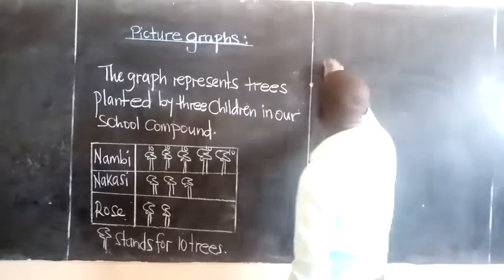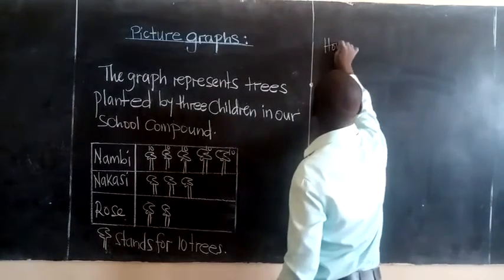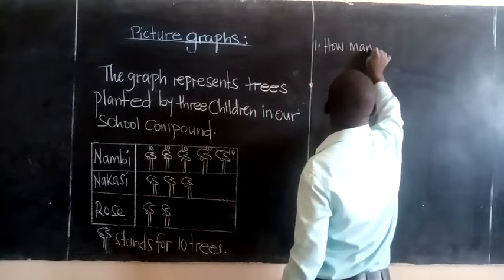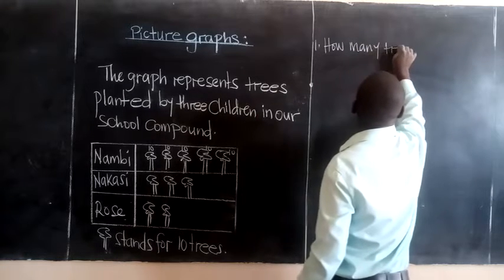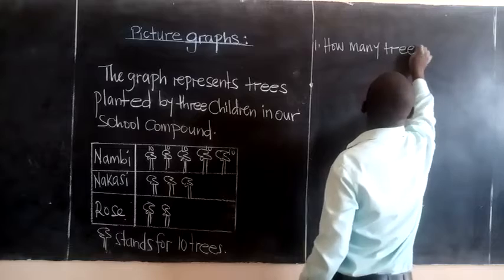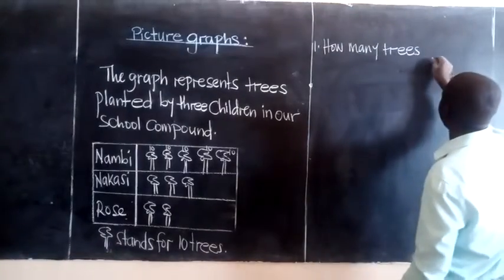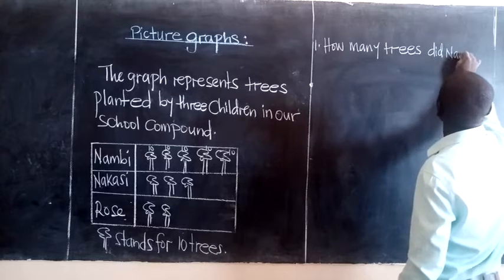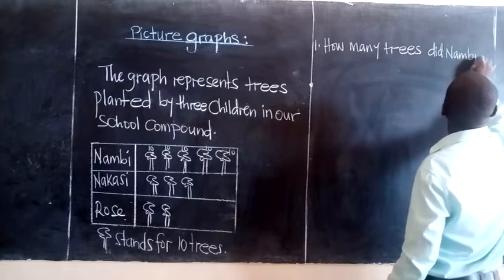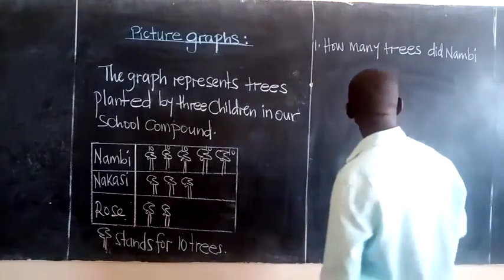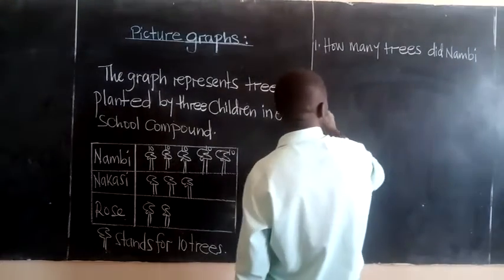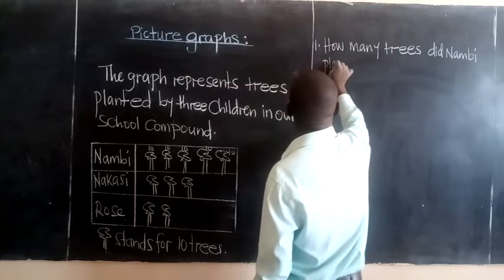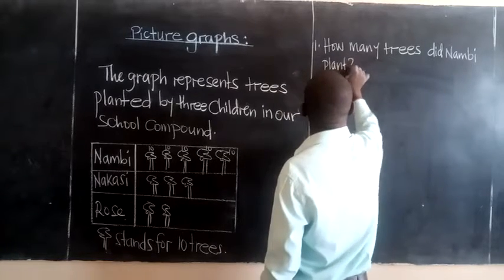This time they may say, how many? These are now the questions. How many trees did Nambi plant? Nambi is a noun, so it begins with a capital letter. How many trees did Nambi plant?